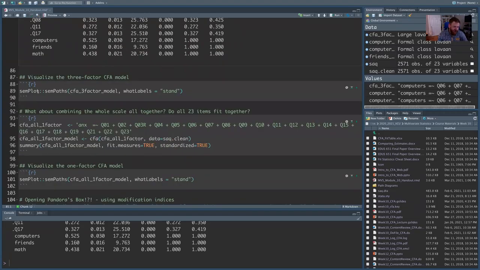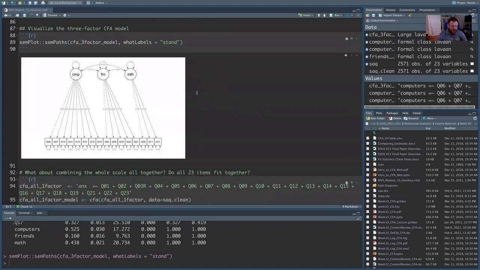We can visualize this again with the SEM paths function. And I always think these correlated models look cool. So here are all of our items running along the bottom. And there we see all of the covariances, the error covariances, or error variances. And then we have all of our item weights here. Here's the computers factor, here's friends, and here's math. And then this represents those covariances. So here's the covariance between computers and friends, here's friends and math. And then this line here is the covariance between computers and math.